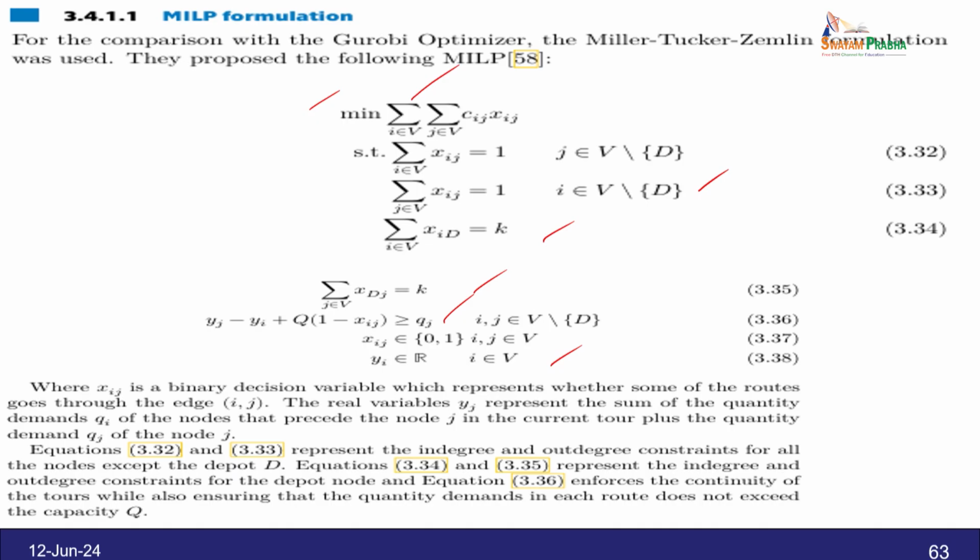Where Xij is a binary decision variable which represents whether some of the routes go through the edge i comma j. The real variable Yj represents the sum of the quantity demands Qi of the nodes that precede the node j in the current tour plus the quantity demand Qj of the node j. The equations 32 and 33 represent the in-degree and out-degree constraints for all the nodes except the depot D, and equations 34 and 35 represent the in-degree and out-degree constraints of the depot. The equation 36 enforces the continuity of the tours while also ensuring that the quantity demands in each route do not exceed the capacity Q.